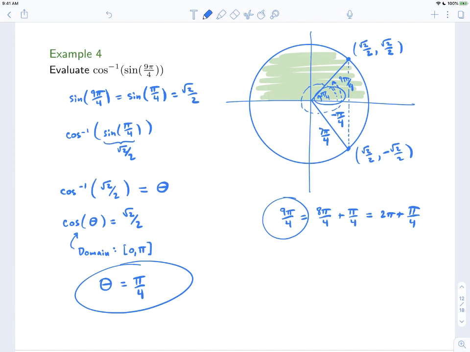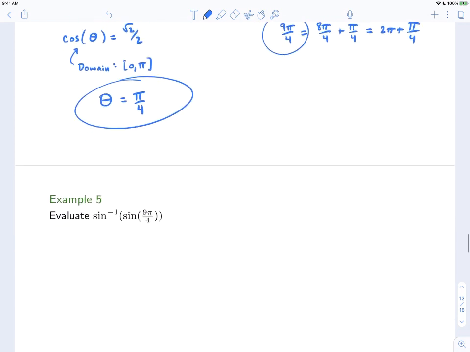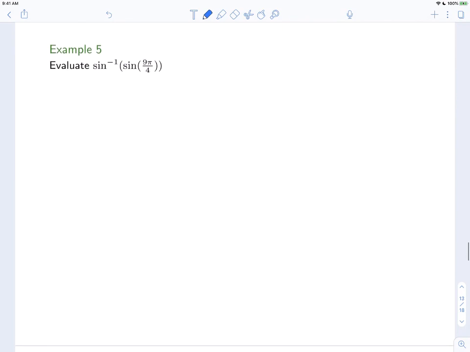Let's look at a similar example. Notice that this is basically the same example, but we've replaced inverse cosine with inverse sine. You have to be a little bit careful with a problem like this because you might look at this and say, oh, well, inverse sine will cancel out with sine and just give me 9 pi over 4. However, that would be a mistake because sine inverse is the inverse of sine, but on a restricted domain. This angle, 9 pi over 4, is outside of that restricted domain.